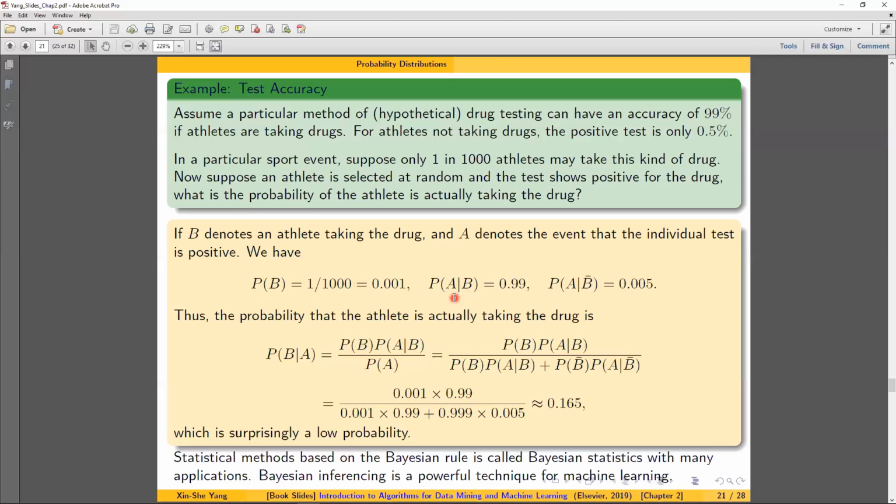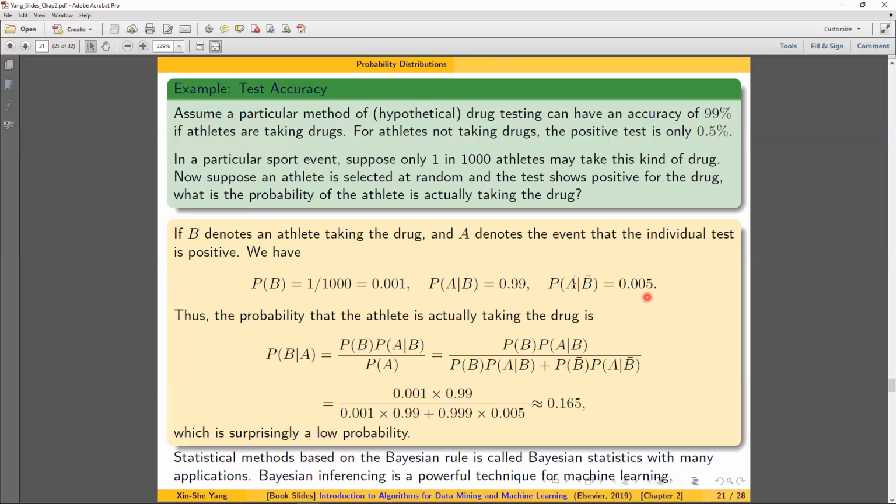And then how about P(A given B complement)? If the athlete is not taking the drugs, the positive test rate is 0.005. For athletes not taking the drugs, the positive test is only 0.5%, right? So P(A given B complement) equals 0.005.